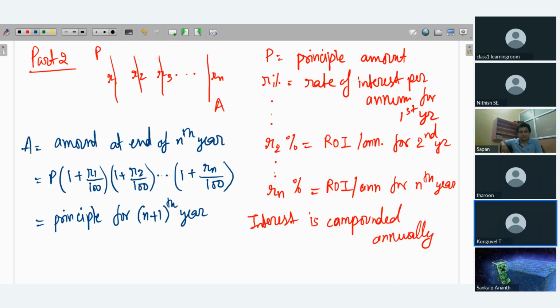So it's exponential. It will be the nth power of 1 plus R by 100. So that formula is derived from this. We can say that this part 2 is a more general procedure.